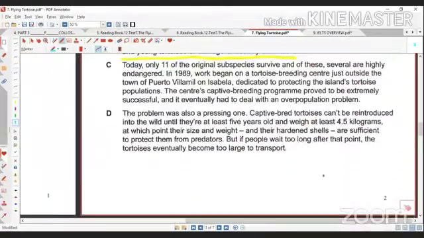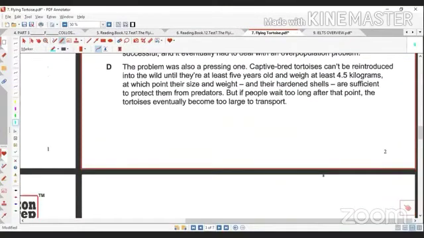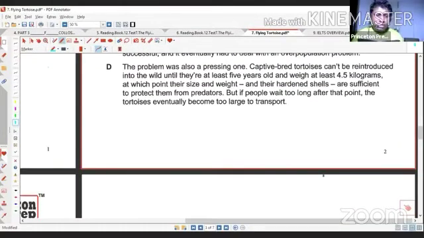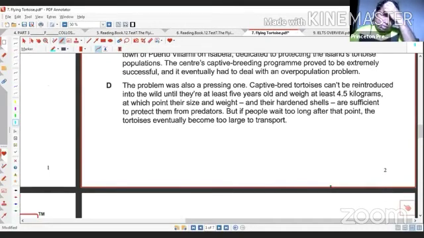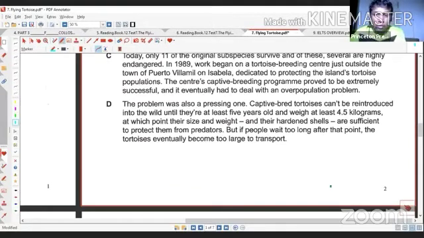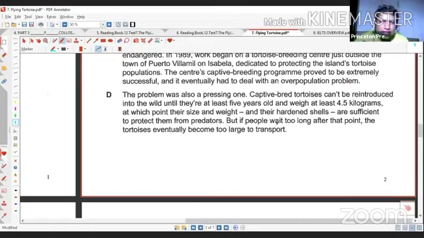And that's easy. Okay, can you read D and tell me which one? D. First, focus on the heading. What is the first one? The problem was also a pressing one. Which problem? Okay, it could be overpopulation. That could be one. The problem they're talking about is that they were so successful in the breeding. What's also a pressing one? Pressing means very important.